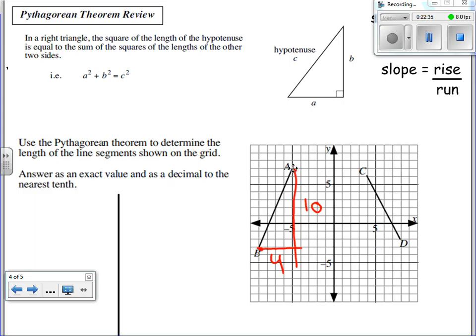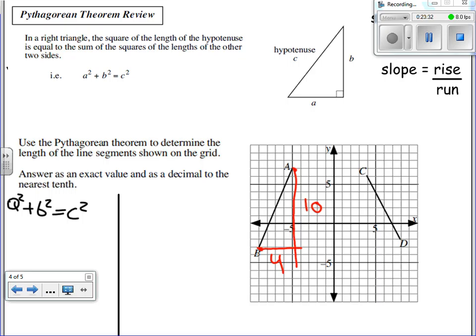Okay. A squared plus B squared is equal to C squared. When we're doing Pythagorean theorem, which value is A, which value is B, and which value is C? Which value is A? Well, what would I put right here for A? Yeah, what else could I put? 10, yeah.